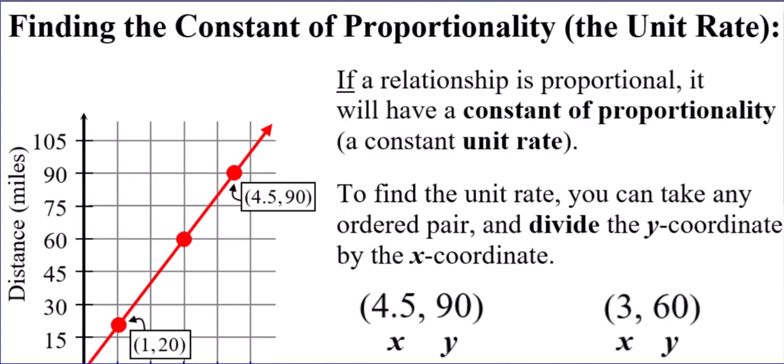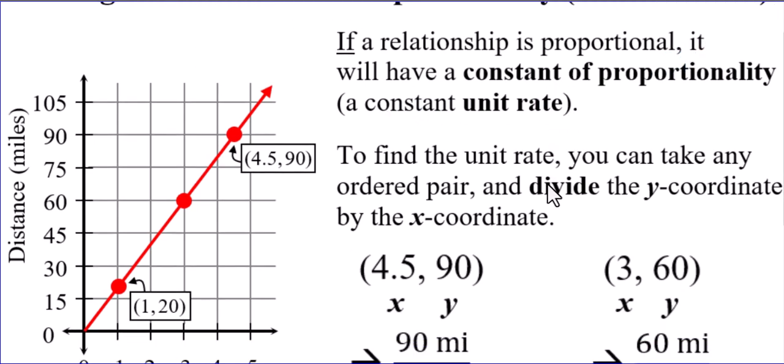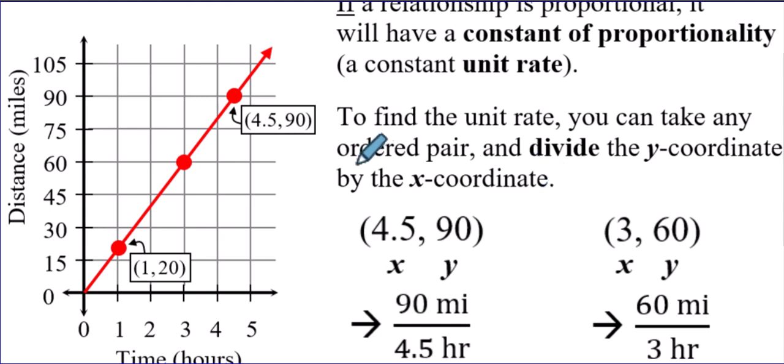But there's something else I want to talk about with graphs. We can find the constant of proportionality, which is the fancy phrase that really just means the unit rate. We can find that from a graph if it's proportional. Here's an example. Now, let me read. If a relationship is proportional, it will have a constant proportionality, a constant unit rate. And to find that unit rate, we could take any ordered pair. I actually labeled 2 of them for you here. Actually, this one we can easily find as well.